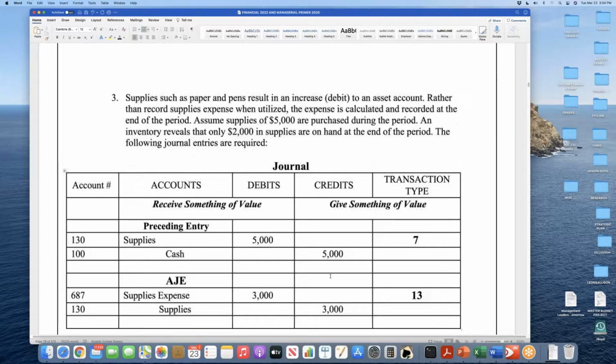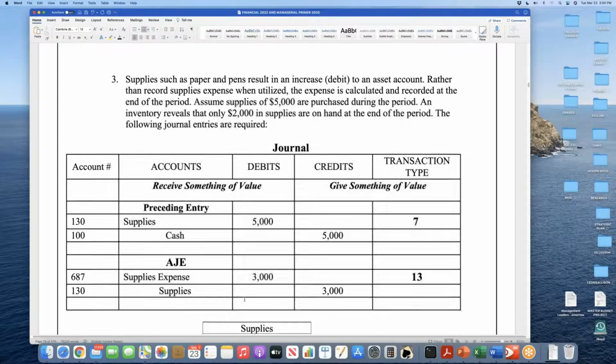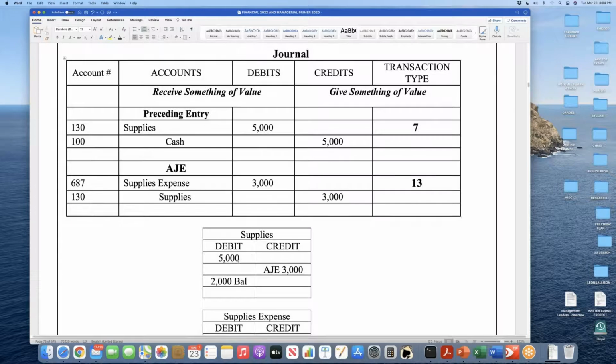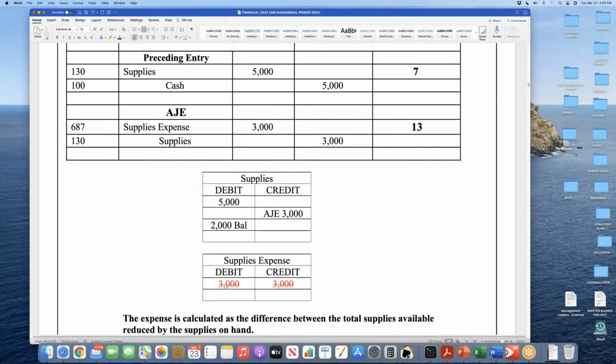We used 3,000 in supplies. So we must debit supplies expense and credit supplies. The T account for supplies has 5,000 in it when we bought the supplies. After we make the AJE, we credit supplies and we debit supplies expense. Supplies expense now has 3,000 in it, and we're going to close it out with the closing entry at the end of the period.